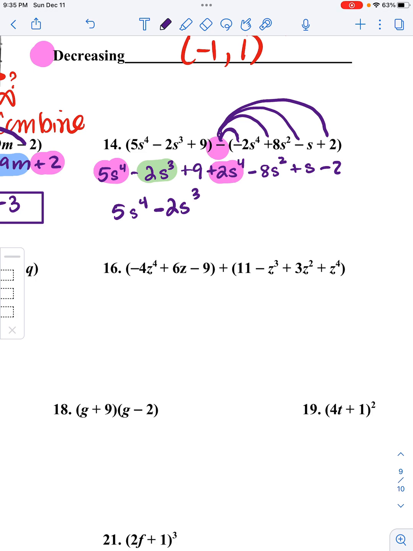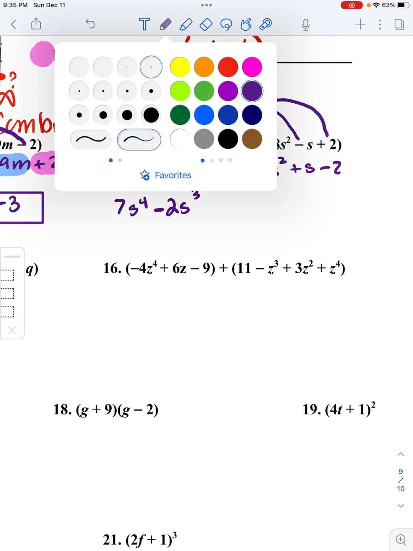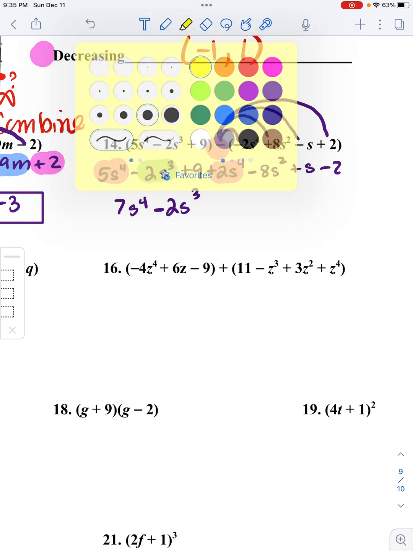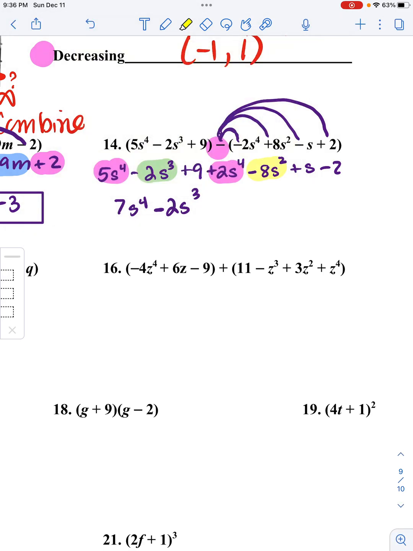Wait, I wrote 5 plus 2 is 7. Excuse me, I wrote 5 plus 2 is 5. So that was wrong. 5 plus 2 is actually 7s to the 4. Brain fart. Okay, then let me find any s squareds. I only have this term, so -8s to the second because it doesn't have anything to combine with.